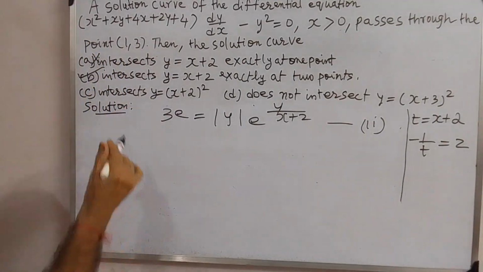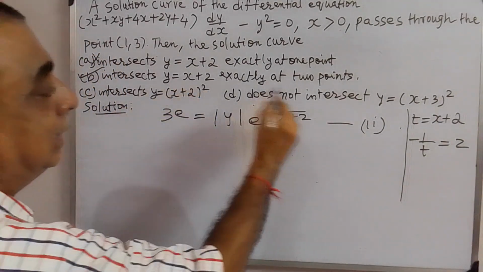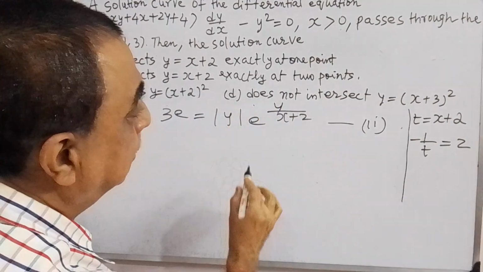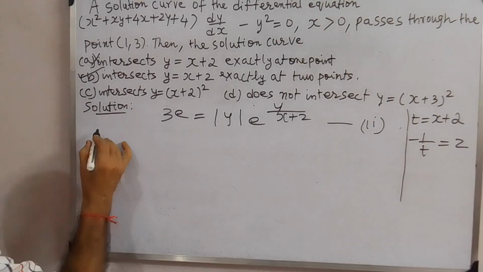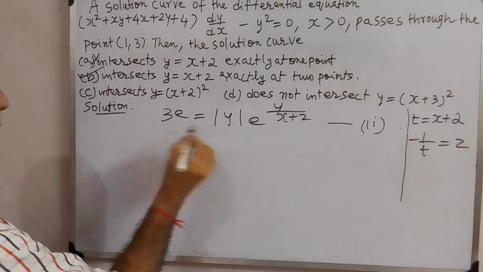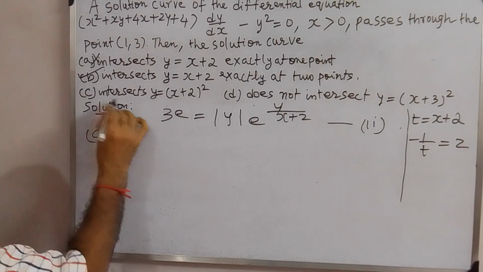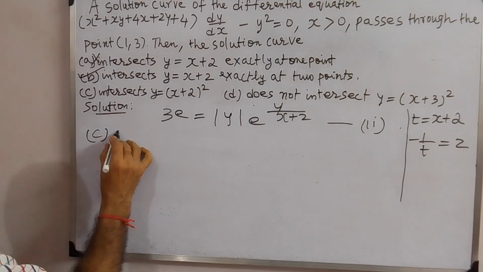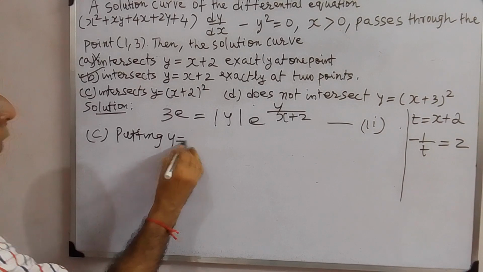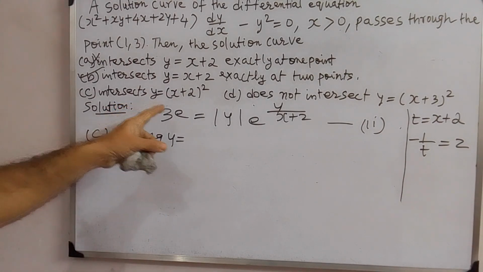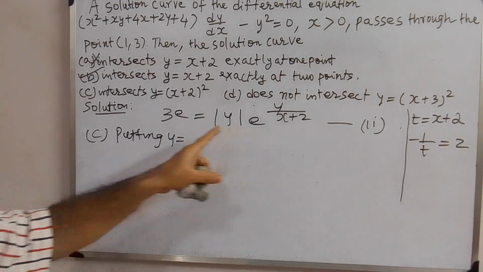Okay, we have to check whether this curve is intersecting this curve at any point or not. Okay, we have to see that. So now I am checking option C. So putting y, if this curve will intersect this.